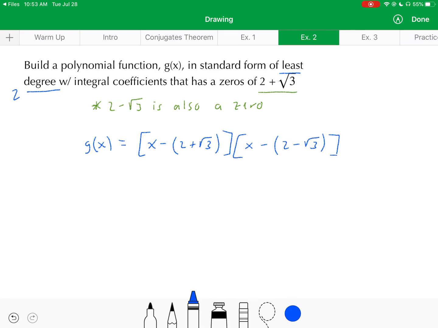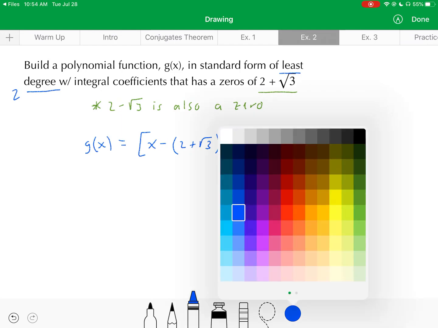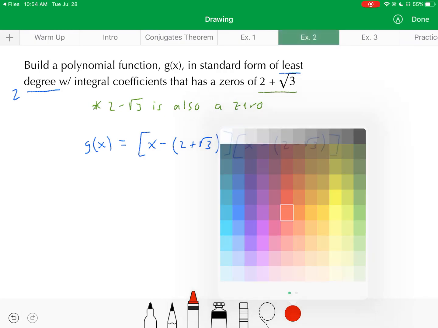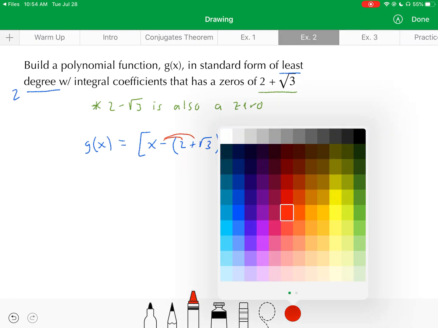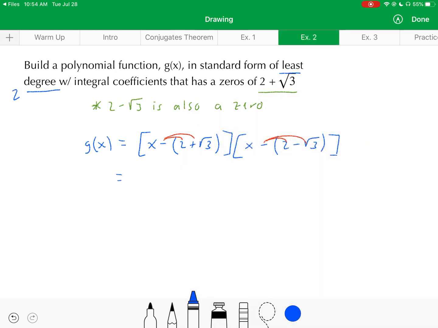And now the tough part is in being able to multiply this all out. Here's a trick, okay? Pay very close attention because we're going to use the same trick in the next example as well as your practice problem, okay? So whenever you're taking x and you're subtracting it by a binomial number like this, we're going to begin by distributing this negative sign here as well as here, okay? So that's going to lead me to x minus 2 minus the square root of 3, as well as x minus 2 plus the square root of 3, okay?